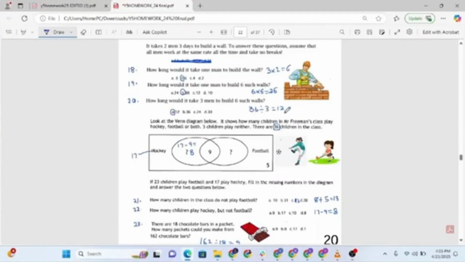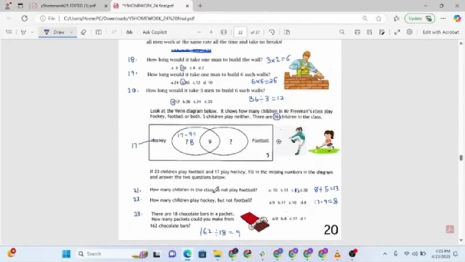Venn diagram. Look at the Venn diagram below. It shows how many children in Mr. Freeman's class play hockey, football, or both. 5 children play neither. There are 36 children in the class. If 23 children play football and 17 play hockey, fill in the missing numbers in the diagram and answer the 2 questions below. Question 21.